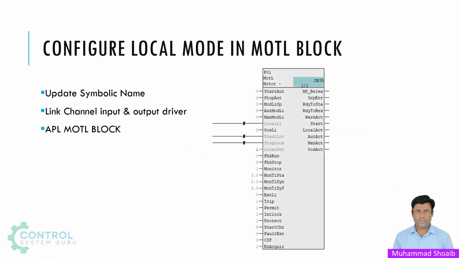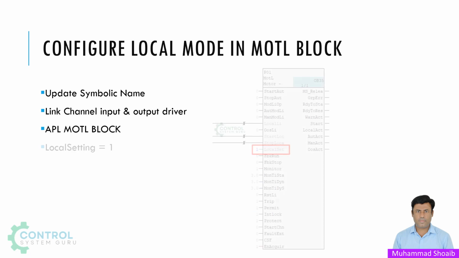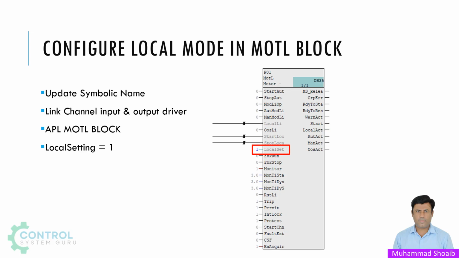Then we'll add a motor large block in the chart, and in the motor large block, we'll put the local setting to 1. The local LI will connect to one physical switch. Once this value is true or 1, the motor will work in local mode. Once the value is 0, the motor will work in remote mode.